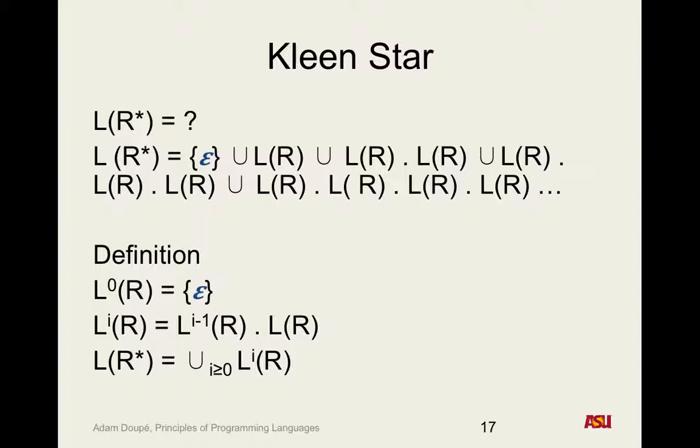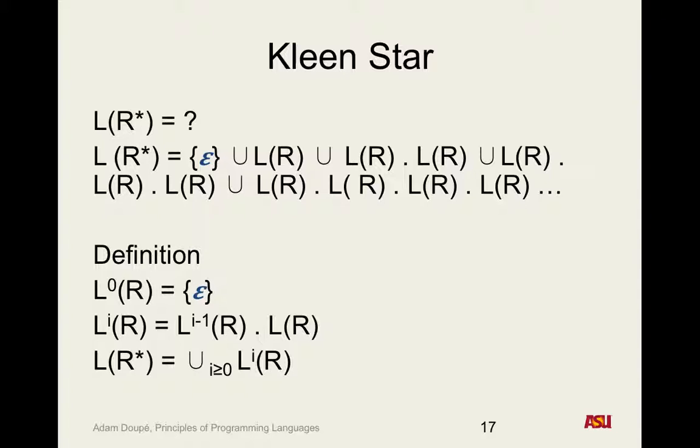We say it's the union of all the i's from 0 to infinity, all the i's greater than or equal to 0. This should be the i's greater than or equal to 0 under the union, but PowerPoint doesn't really do that very nicely. But I think it's fairly clear. Of the L^i's, union R. So the question you should ask yourself is, does this definition match up with this example up here?